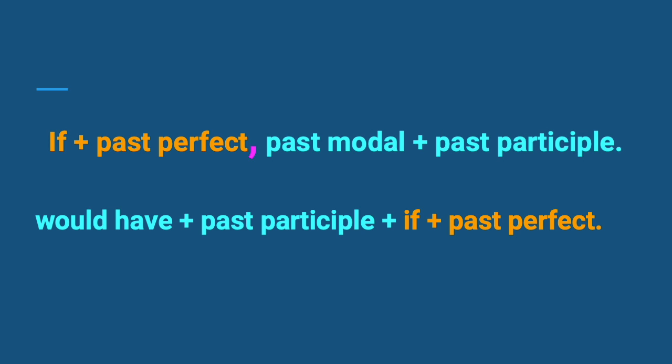Third conditional sentences can be created two ways. The first way, with the if clause at the beginning and the main clause at the end. So if plus the past perfect, and a comma, a past modal, and the past participle. Or you can put the main clause at the beginning. Would have plus a past participle plus if and the past perfect. Notice that you don't use a comma after the if clause if you start with the main clause.